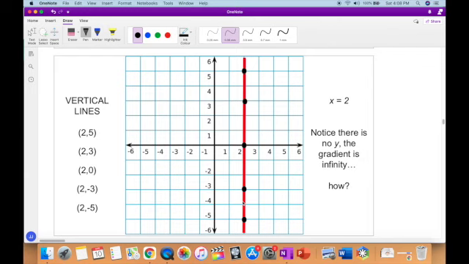So now we're dealing with vertical lines. And you see we have a vertical line and we have different points. Just the same thing, if we write out these points, we'll see this point here is 2, -5. We'll see this point here is 2, -3. We'll see this point here is 2, 0. We'll see this point here is 2, 3.